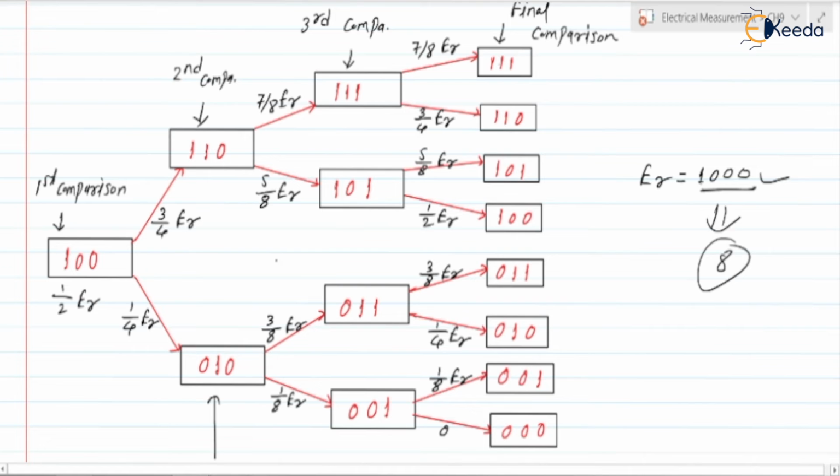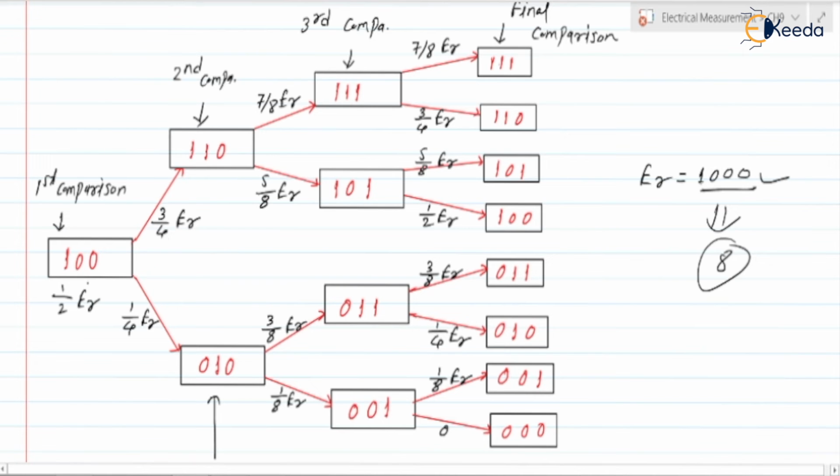If the result of this comparison, that is the first approximation, shows that 1/2 ER is too small, that is, smaller than the unknown voltage, then what will happen? For the next comparison, it will compare the unknown voltage with 3/4 ER. So are you getting the point?